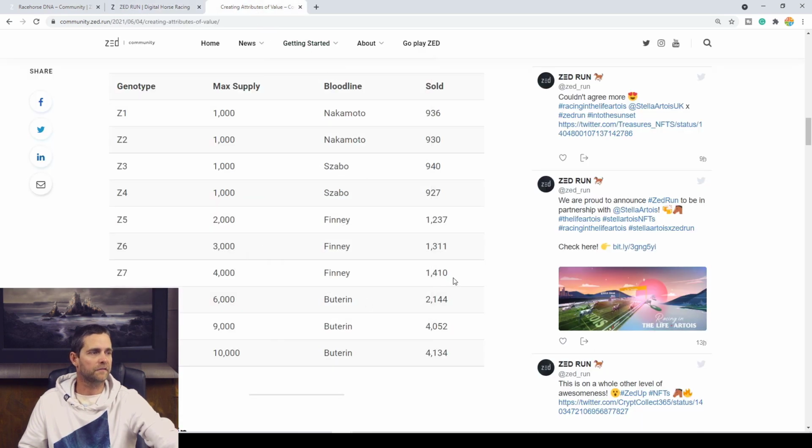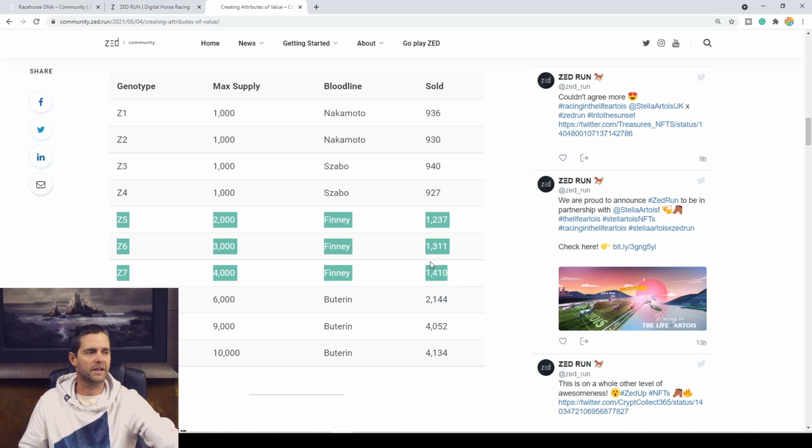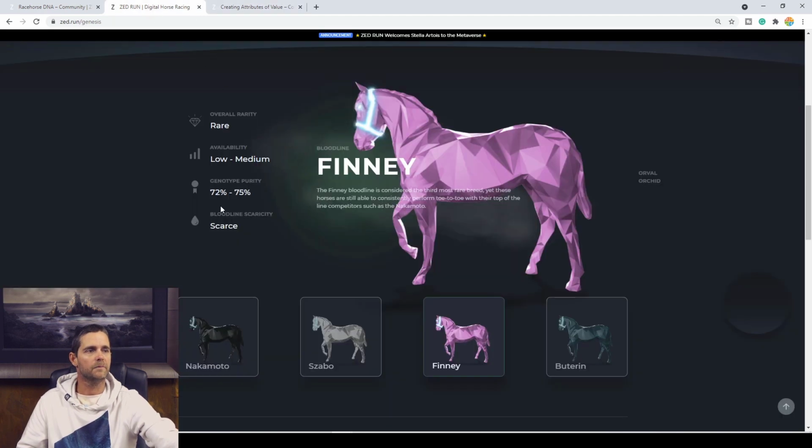And if we look at the Finis here, again, don't worry about the sold numbers. They're probably inaccurate. But you can see the Z5s, 2,000 of those. Z6s, 3,000 of those. And there'll only ever be this amount of those in the Genesis breed type. And then the Z7s have 4,000. And that slight step down to 72 to 75% of genotype purity. Does that hint at how good a breeder they are?